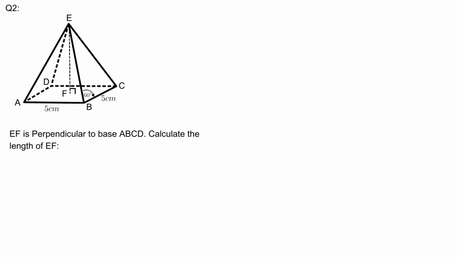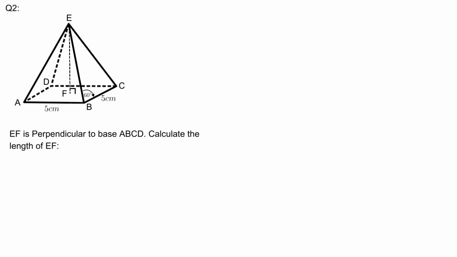Question 2 features a square-based triangular prism with the side of the base being 5 centimeters. If you take a look at the shape, you can see that the triangles' angles are 60 degrees, which means that all 4 of the triangles are equilateral.